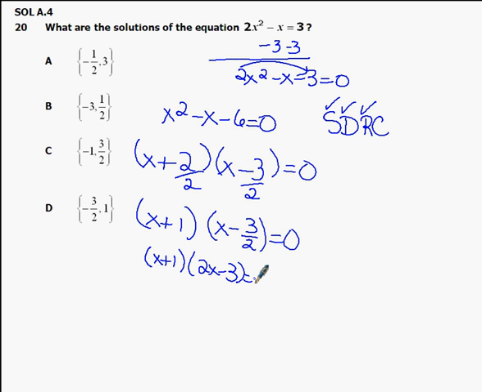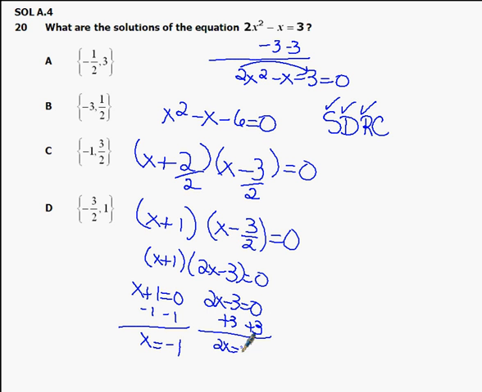Now we're going to apply the zero product property to find our two solutions. We're going to take each of our factors and set them equal to 0. Subtract 1 from both sides, and one of our solutions appears to be x is equal to negative 1. To solve our other equation, we're going to add 3 to both sides. Divide by 2. And x is equal to 3/2 appears to be our other solution. Negative 1 and 3/2 is option C.